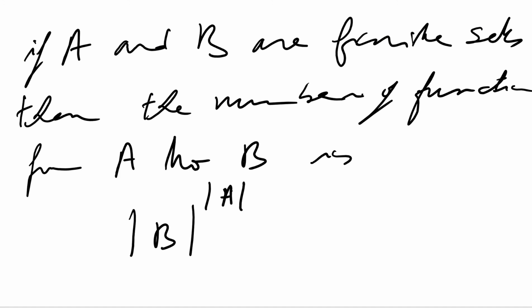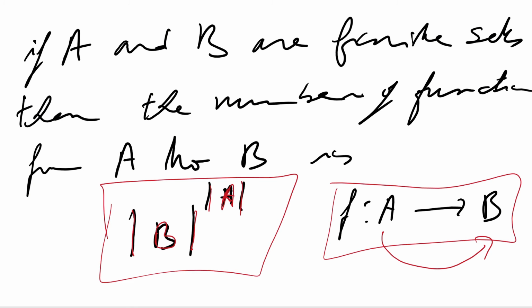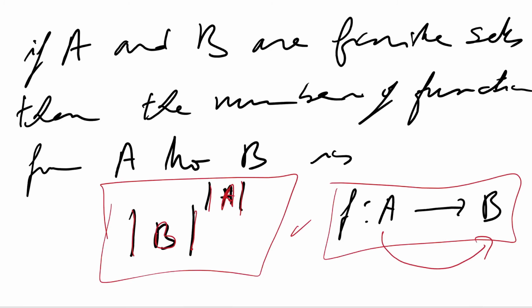So if you have f from A to B, what we are saying here is that the number of functions that we can define from A to B is the cardinality of B to the power of the cardinality of A. This can help you somewhere. We use it somehow in the future, but you have to understand this definition, so that's why I brought it here. I'm not giving one example here, but you probably need that definition later.